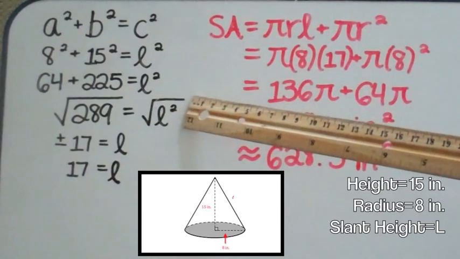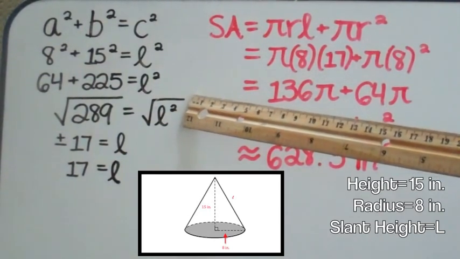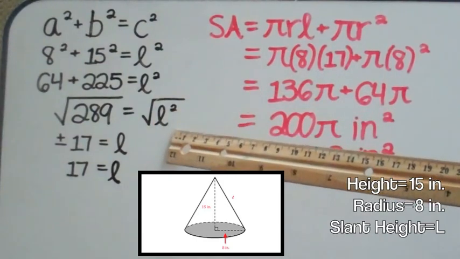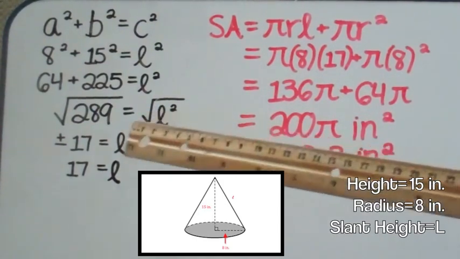From there, simplify each side, and you will get the square root of 289 equals square root of L squared. After that, take the square root of each side. You will end up with L to be positive or negative 17. Since the length cannot be negative, L will equal positive 17.